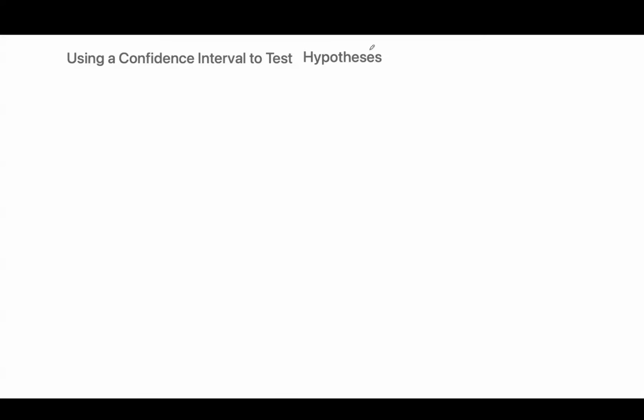Using a confidence interval to test hypotheses. Our approximate 95% confidence interval for the average age in the population goes from 26.9 years to 27.6 years. Suppose someone wants to test the following hypotheses.